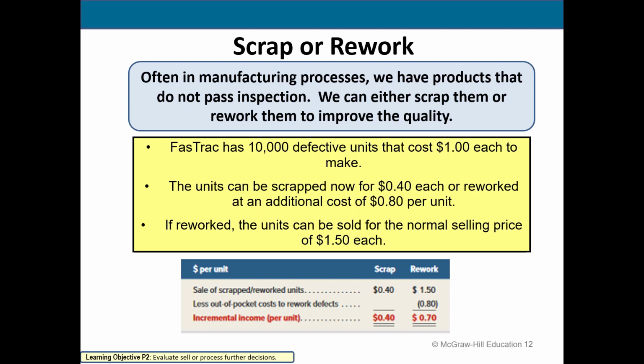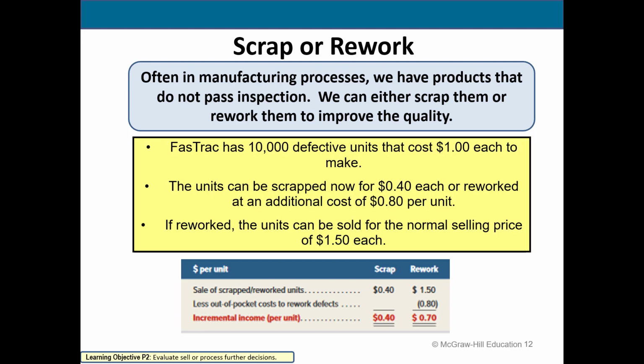So we're going to look at an example here where we assume that Fast Track has 10,000 defective units that cost $1 per unit to manufacture. They can be sold as is for 40 cents a unit or reworked and sold for $1.50 a unit. The cost of reworking the defective units is 80 cents each.